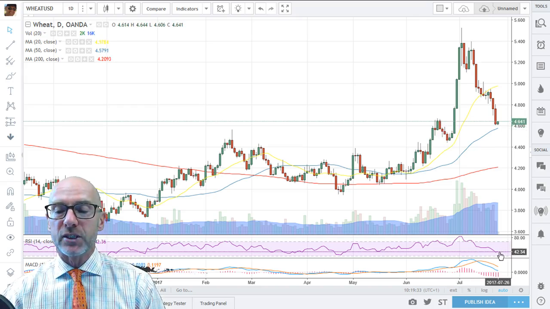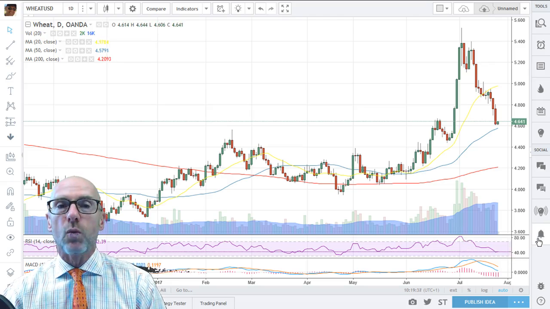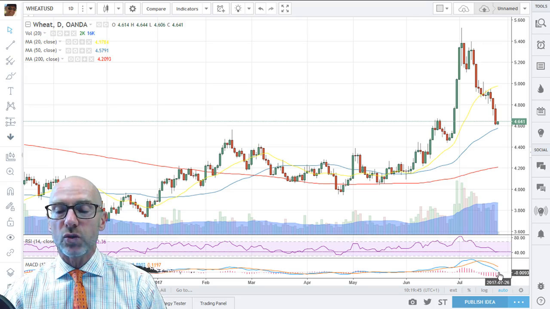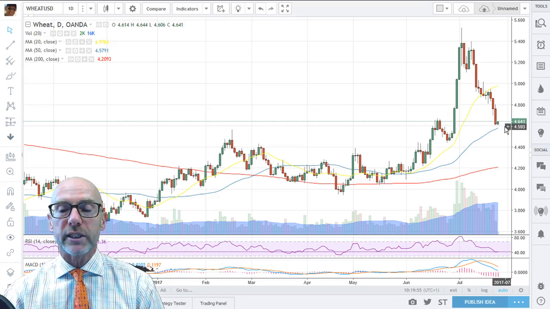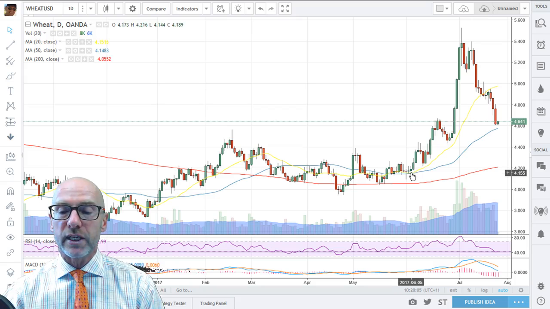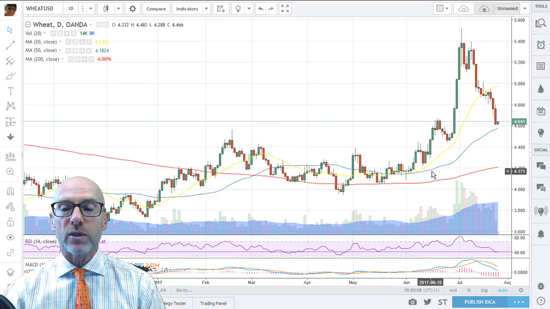However, look at the momentum. The RSI is now in a solid downtrend, well below 50, 42.36, and the MACD close to zero on the shorter term, but indicating again negative momentum as they track downwards. And I feel this negative momentum will probably mean that if we do hold this 50-day, it'll only be for a day or two before we subside, and really we come back into this trading range, which will see the wheat price come back towards the 4.10 level.